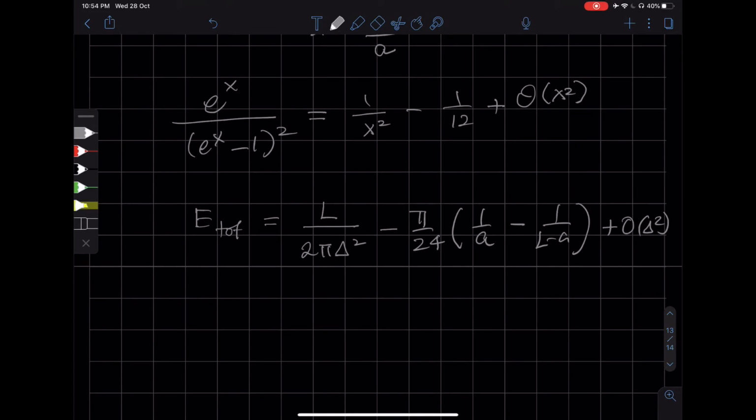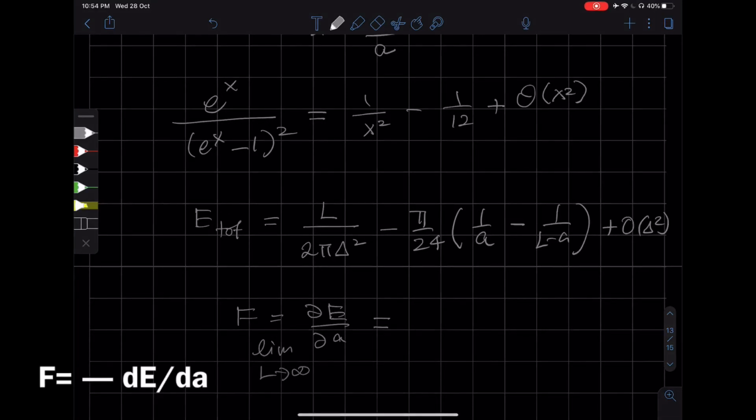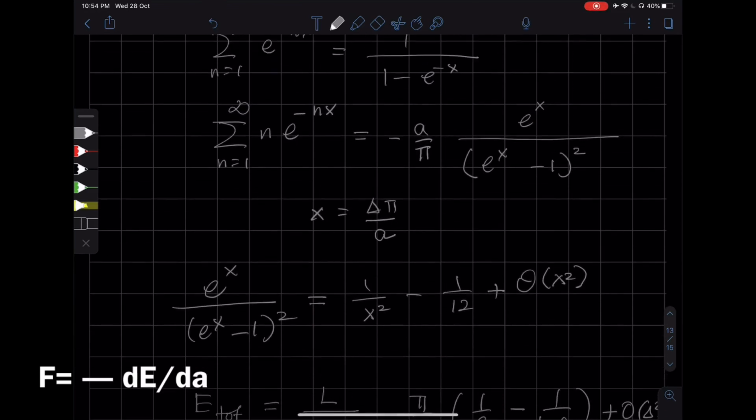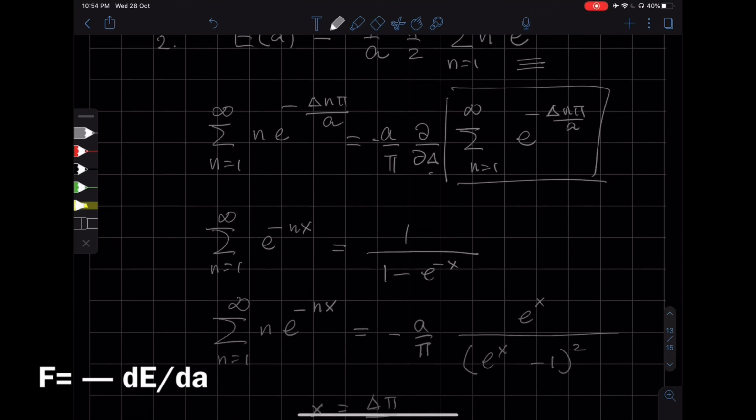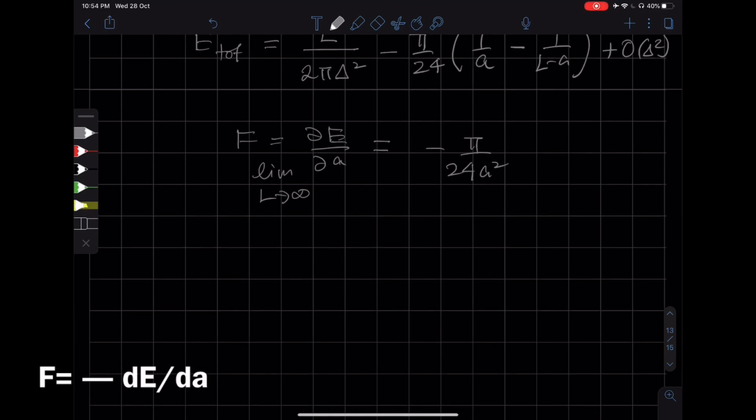So we can now work out what the force is. The force will be minus dE by da, and we can take the limit where L goes to infinity. The first term goes to 0, and the other term just gives me minus pi by 24a squared, which is exactly the result that we got in our other way of computing the force between the two plates.